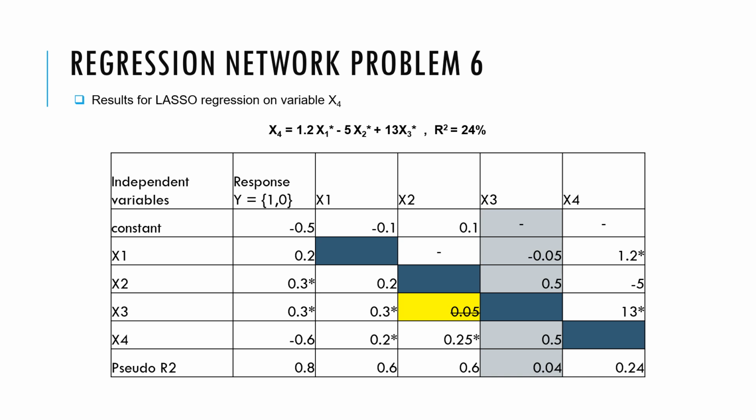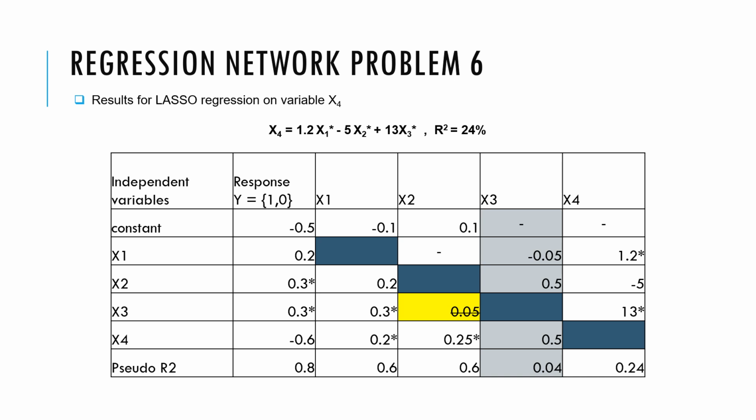All right, so our last regression, we have the results for lasso regression on variable x4. The R squared is 24%, so greater than 5%, we will map this out and identify the direct causes. And so we do not have a y-intercept for this regression equation. We have 1.2 as our coefficient for x1 noted as statistically significant, minus 5, the coefficient for x2, also statistically significant, and 13, the coefficient for x3, again, statistically significant.